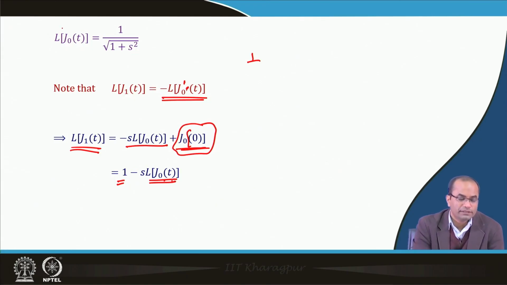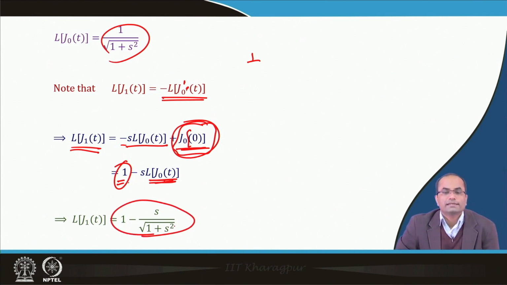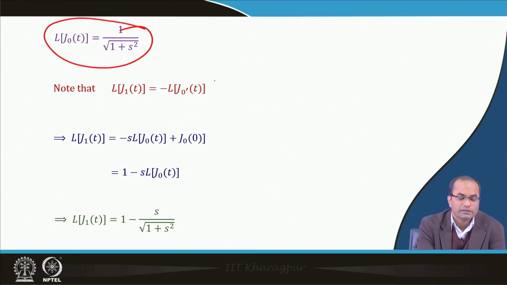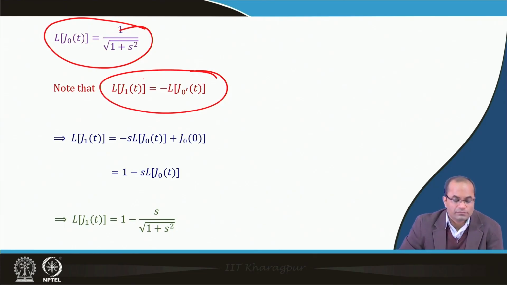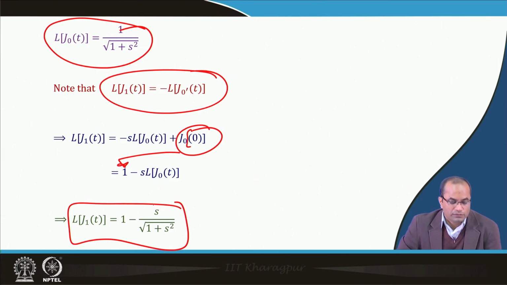So, we can compute from there: when t is 0, J0(0) is going to be 1 only. And here s, the Laplace transform of J0(t), is coming from here. So, we can substitute now. We have 1 minus s over square root of 1 plus s squared, that is the Laplace transform of J1. So, given the Laplace transform of J0(t), we can apply this derivative theorem, noting down that J0(0) is 1. So, we get that the Laplace transform of J1(t) is equal to 1 minus s over the square root of s squared plus 1.